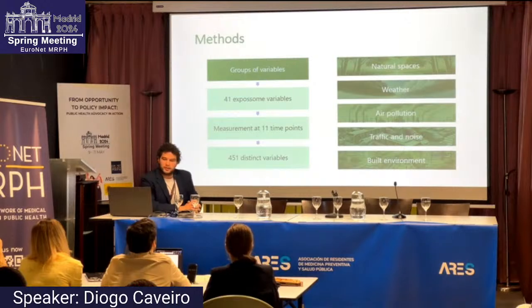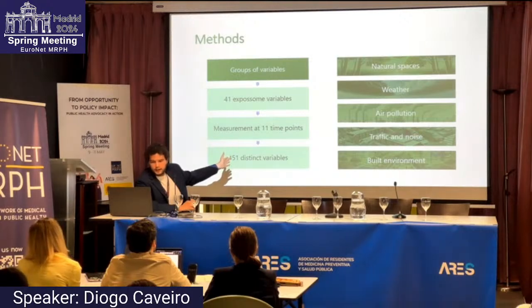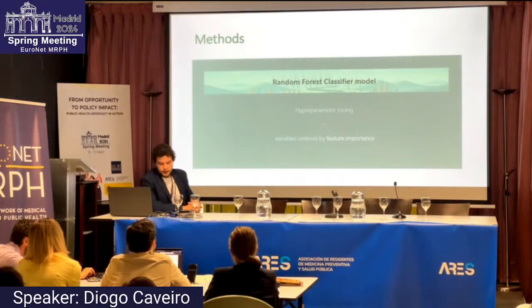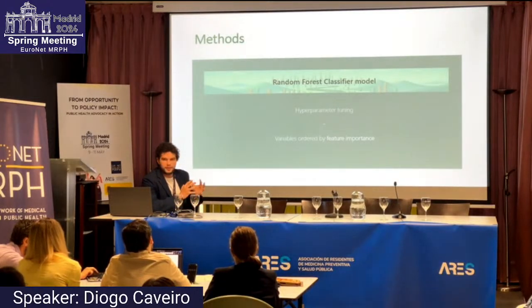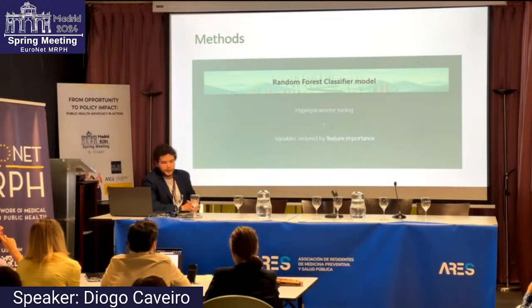We had a total of 41 exposome variables that could be categorized into natural spaces, weather, air pollution, traffic and noise, and built environment, and they were measured at 11 time points. So we got 451 variables at the end. In order to classify all those variables, we needed a model that could work with such a number of variables. So we used the random forest classifier model, and after hyperparameter tuning, we ordered the variables by feature importance.